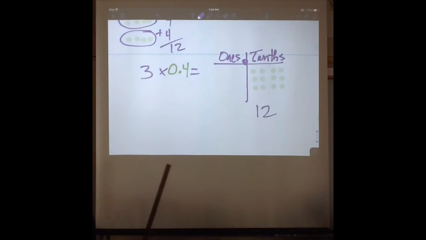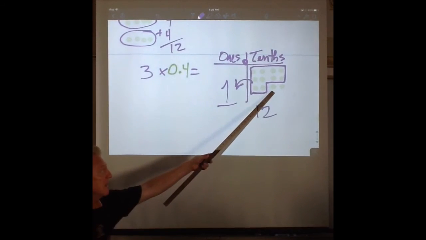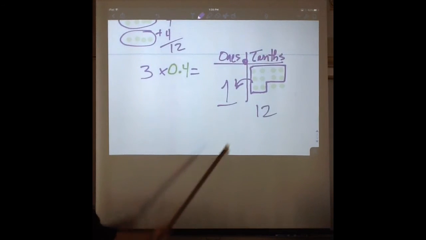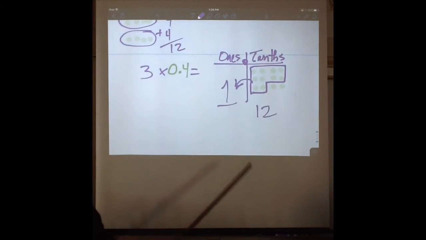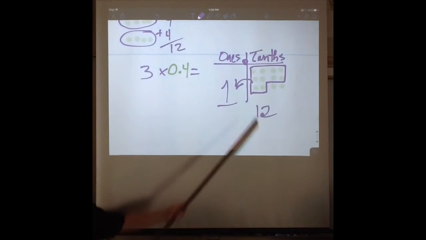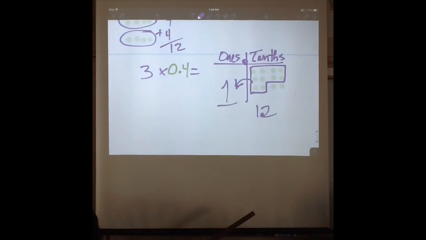Does anybody see something interesting here? What is it? Yeah, make a 1. Right. So if I circled all 10 of these items, this makes 1 whole, right? And how many do I have left? 2. Wow. So it's kind of like I'm taking my decimal point and just putting it right in here, aren't I? Does that make sense?